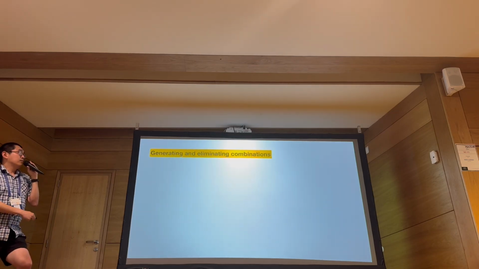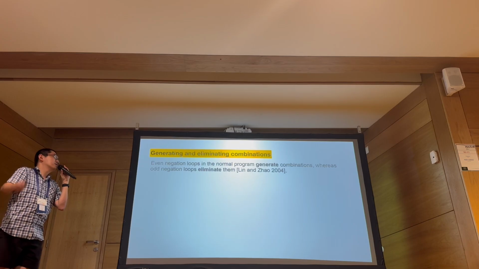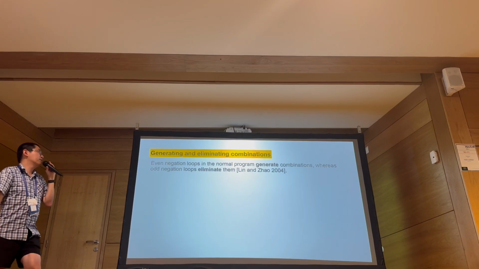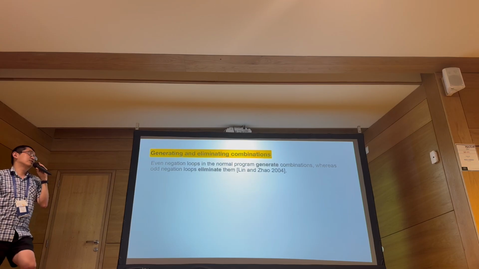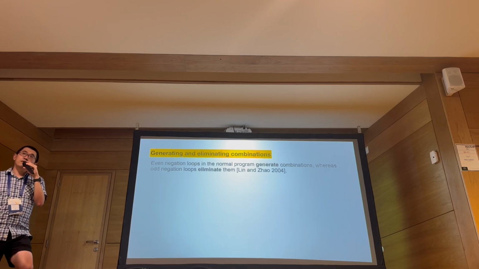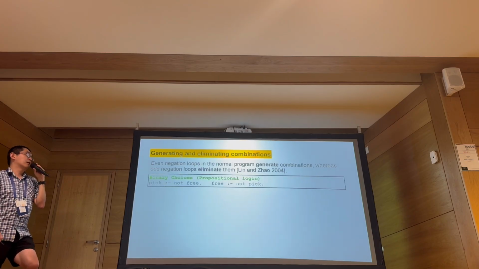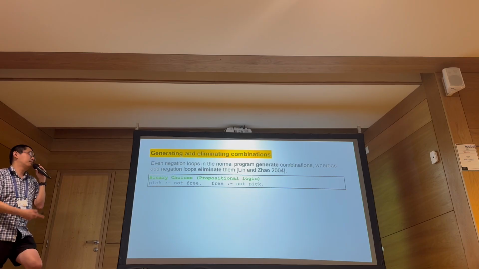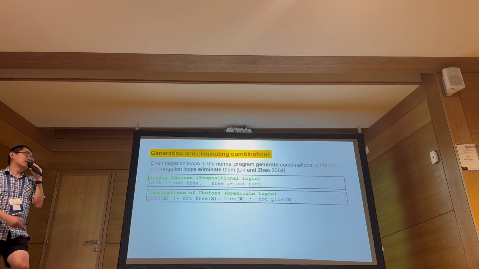Now we know that with normal programs and integrity constraints, we will be able to generate and eliminate combinations. This is the idea proposed by Lin and Zhao back in 2004: if there's a loop involving an even number of negations, it will be able to generate combinations, and loops with an odd number of negations will be eliminated. Here are some examples on the propositional cases. Basically we change the addresses above into peak and not peak. In this case, it's free, so we can have binary choices: it's going to be peak, it's not peak, it's free. We can also have combinations of the choices.